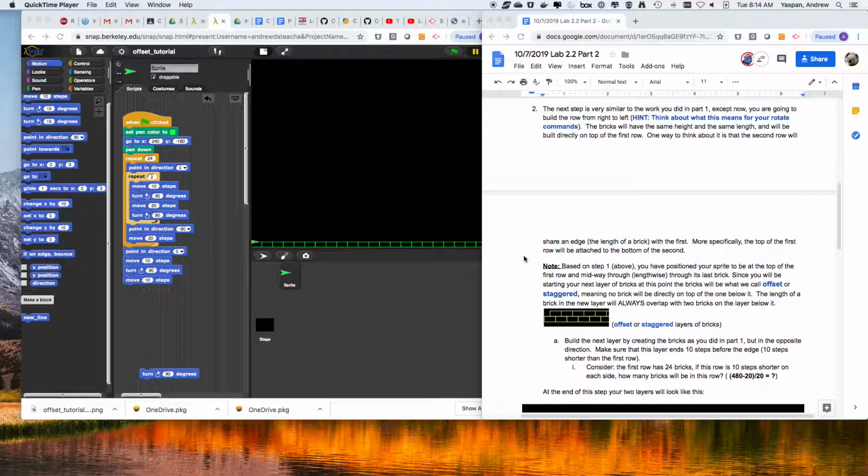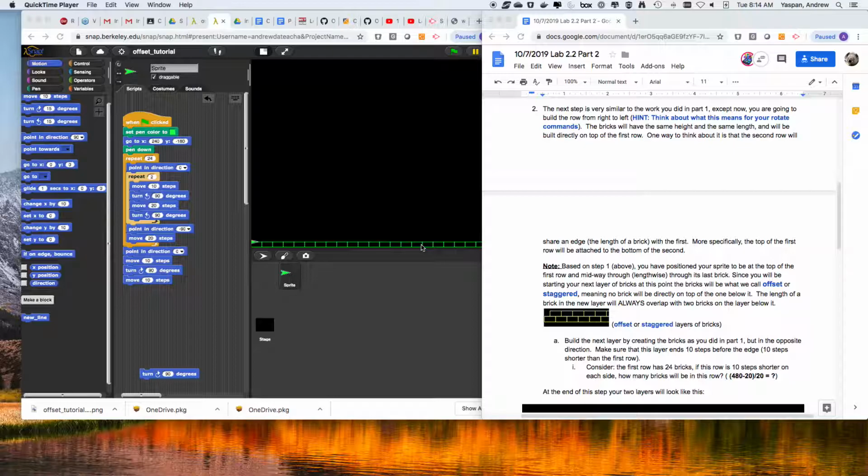The next step is very similar to the work that you did in part 1, except now you're going to build the row from right to left. And that's what I said in the last video, that I was doing the opposite, left to right. The bricks will have the same height and the same length and will be built directly on top of the first row. One way to think about this is that the second row will share an edge, the length of the brick. Like I said, there will be an overlap with the first.